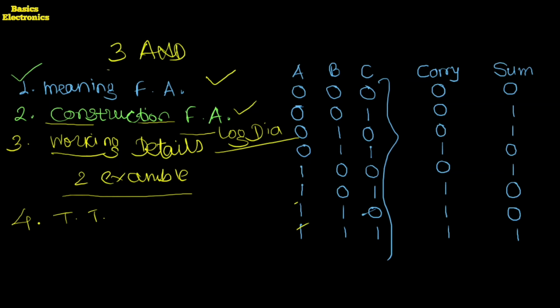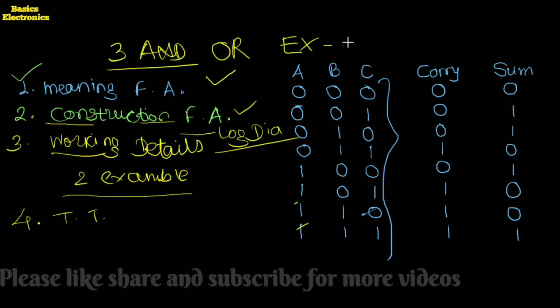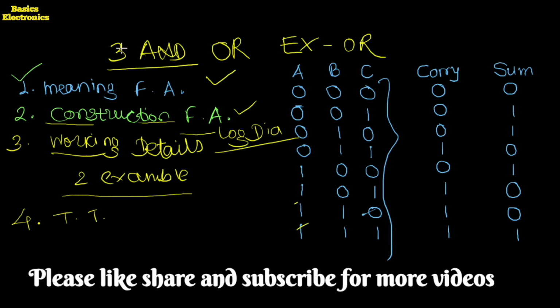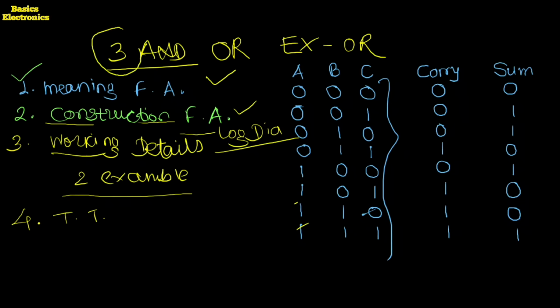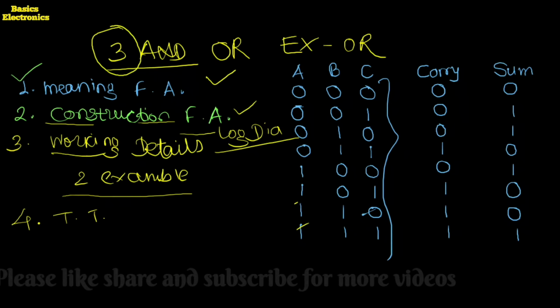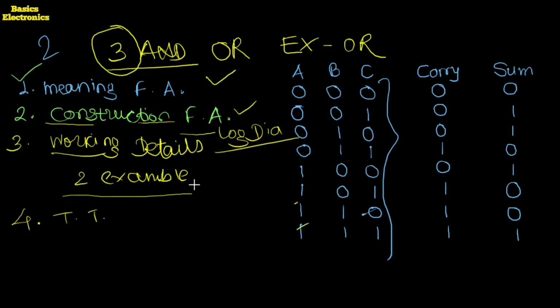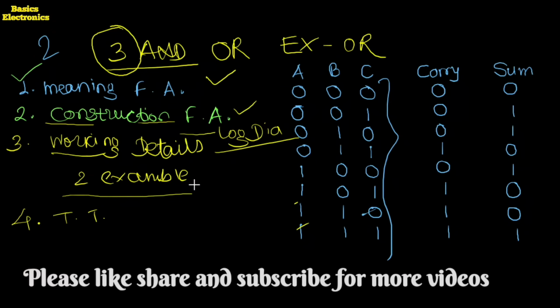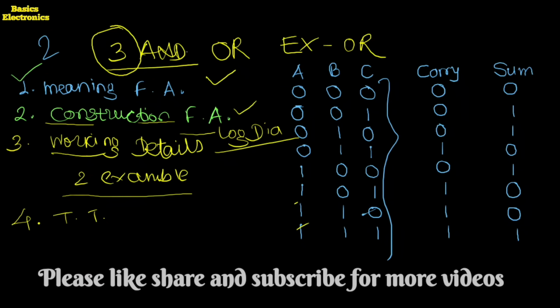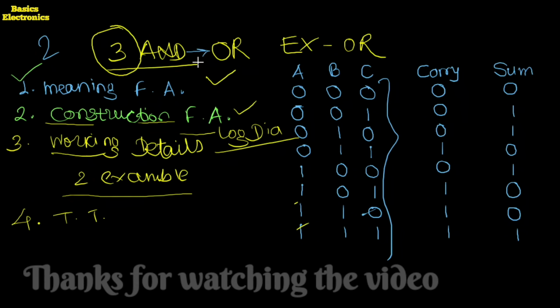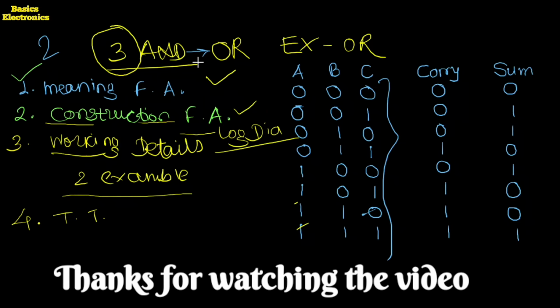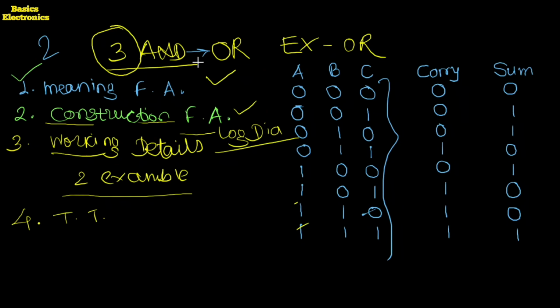So this is all about the full adder using the three AND gates, one OR gate and one XOR gate. You have to keep in mind that the combinations of two binary bits from these three binary bits are applied to the AND gates, and the output of the AND gates is applied to the OR gate. So this is all about the full adder logic circuit.